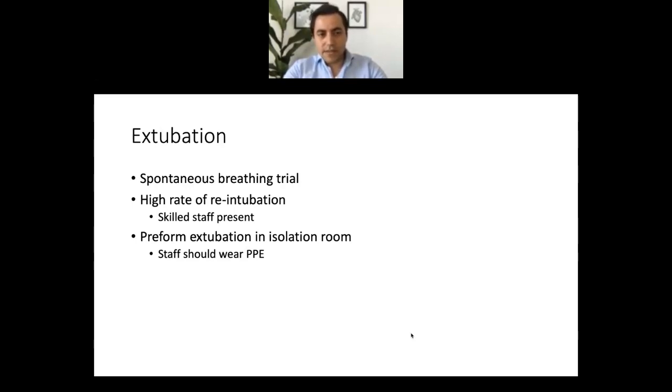Please note that there is a high rate of re-intubations, and so when you extubate a patient, have a skilled staff present in the ICU who can re-intubate the patient if necessary, and also perform the extubation in an isolation room if possible, with all present staff wearing personal protective equipment.